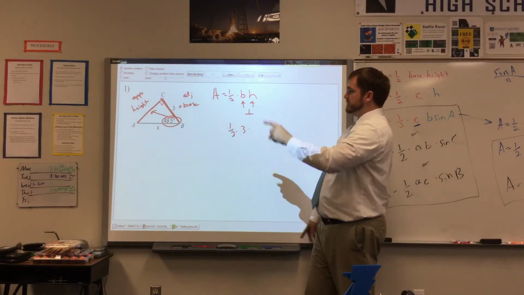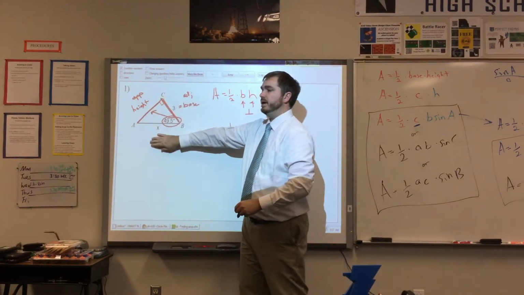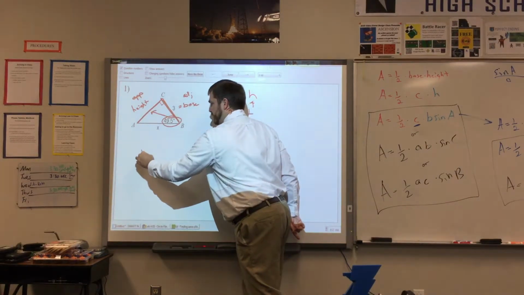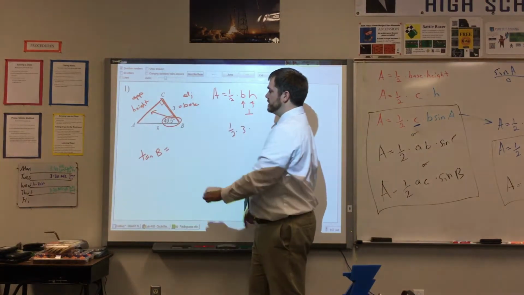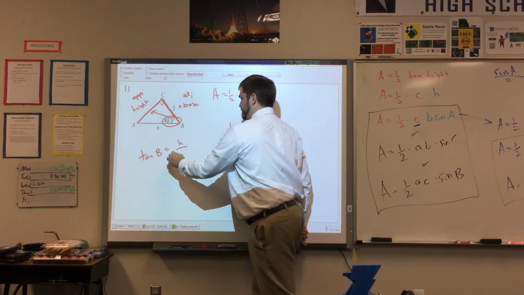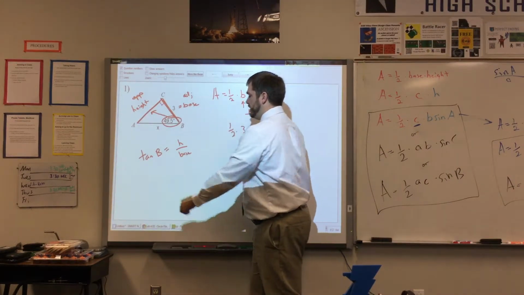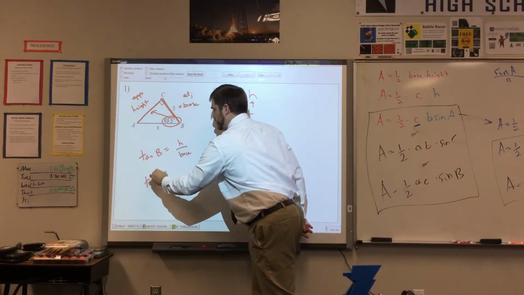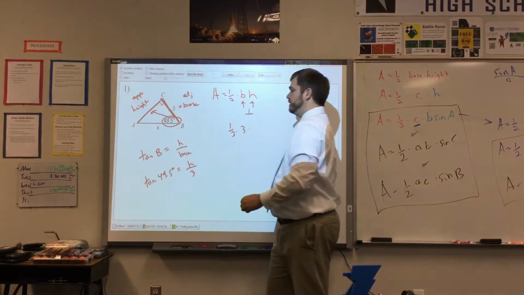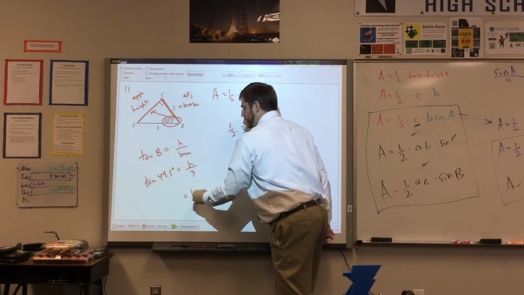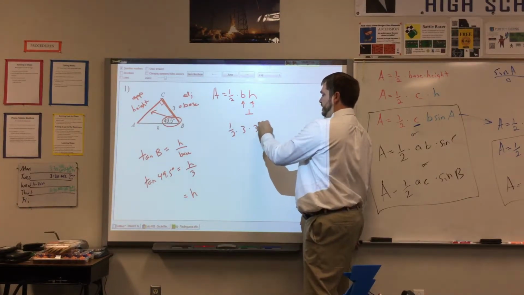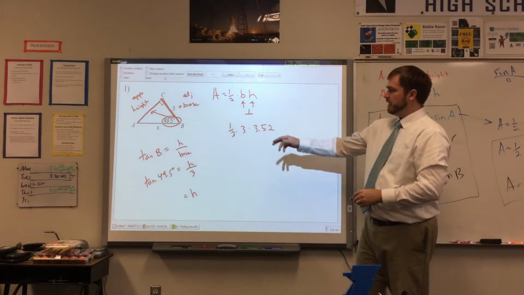You might think sine, but it's not sine. Sine is going to be opposite over hypotenuse. It's kind of switched all around. Tangent is what I'm looking for, so a little side problem over here. Tangent of angle B is going to be the height over the base. So tangent of 49.5 degrees equals h over 3. Someone with a calculator? 3.52. I'm hearing 3.52. Do I have agreement?